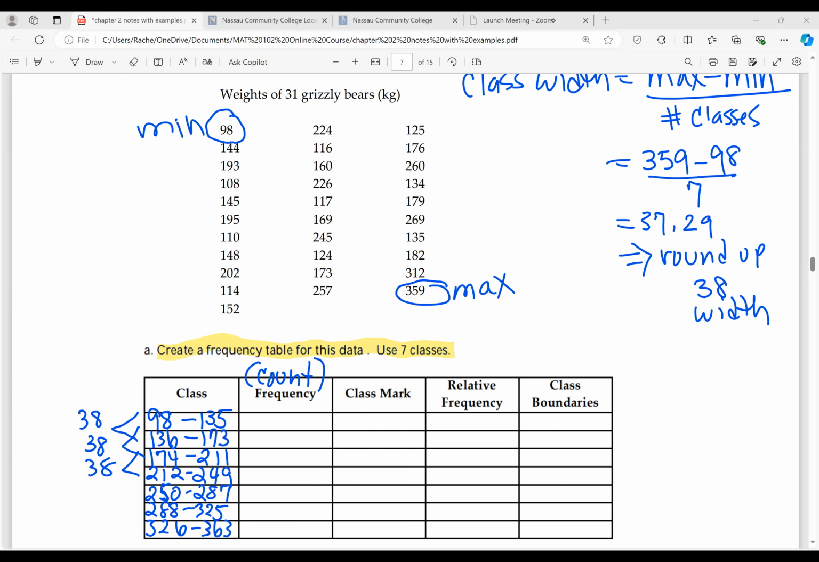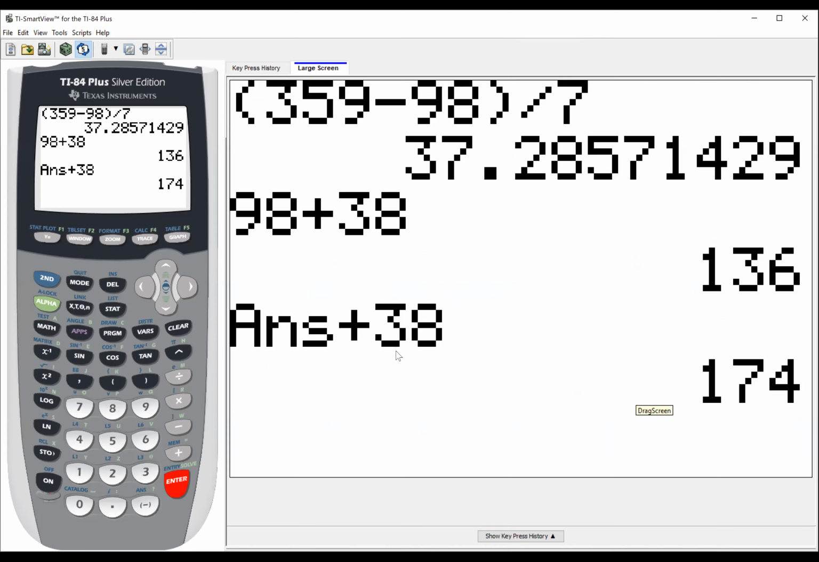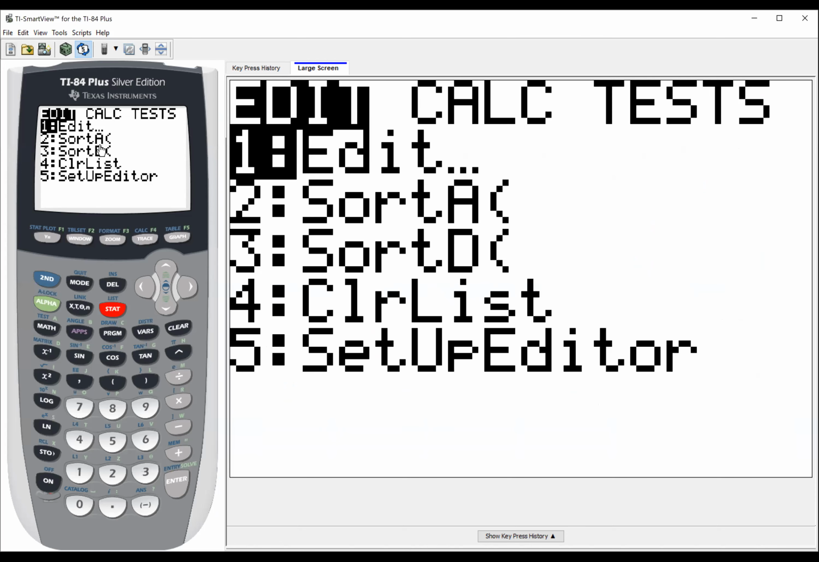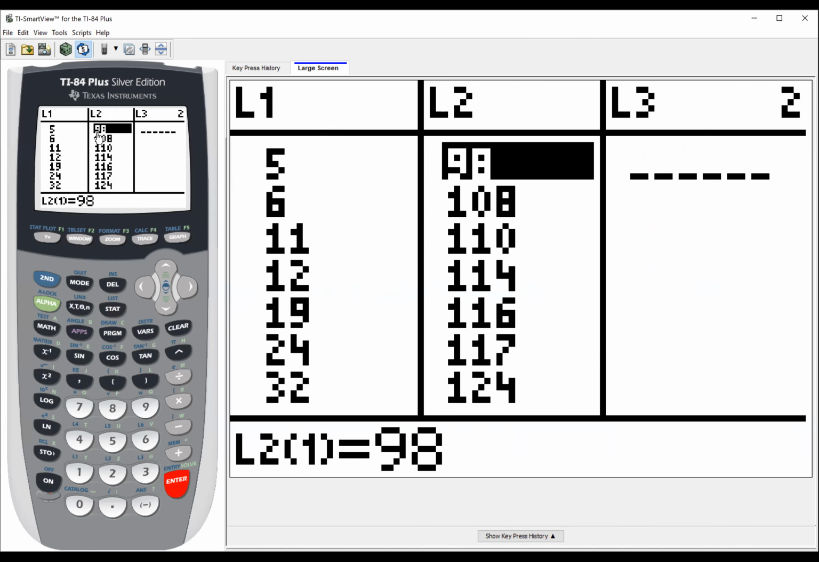So remember, whenever you want to enter a list of data into the calculator, you press stat and then edit, which is option 1. Now you have access to all your lists. I put the bear data in list 2 and then sorted it. Just key in all the data values. You should have 31. You could choose whichever list you want. Like I said, I'm using L2.